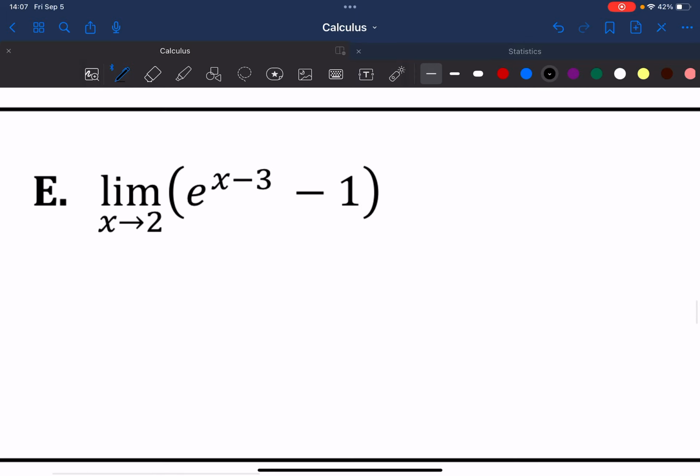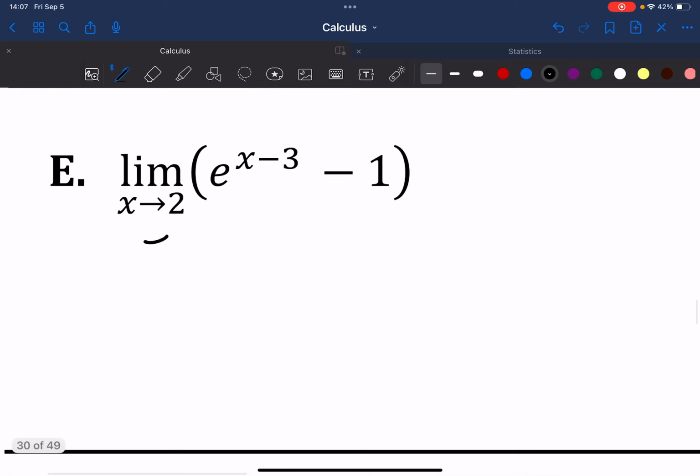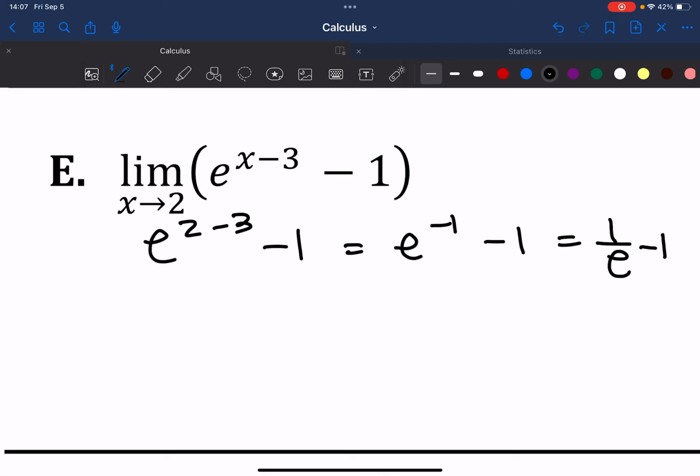For these last two, all we're doing is a direct substitution. Okay. So I have e to the power of 2 minus 3 minus 1, which gives me e to the negative 1 minus 1, or 1 over e minus 1. That is good enough to leave as your answer because on the AP exam, you're not required to simplify.